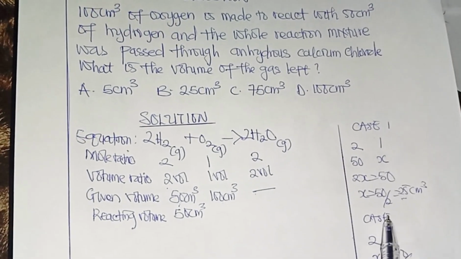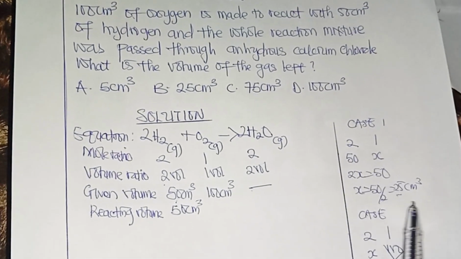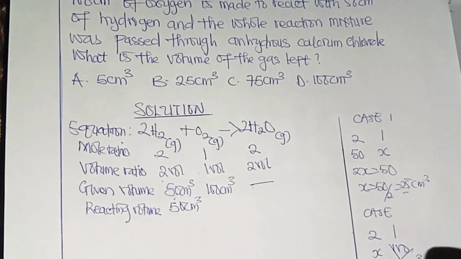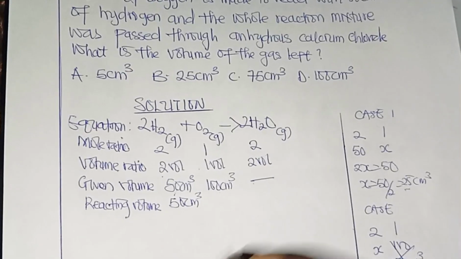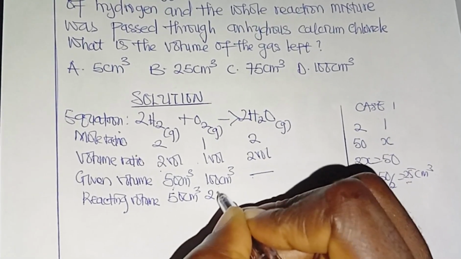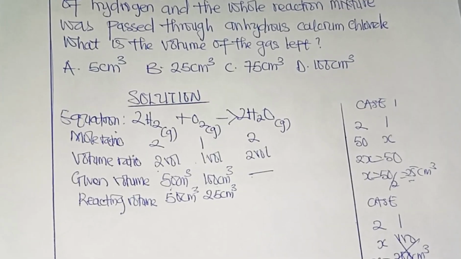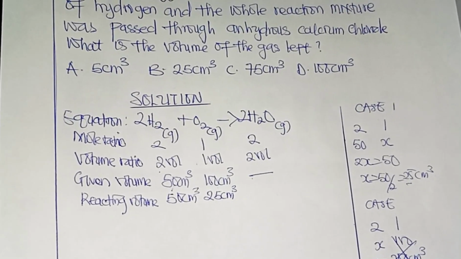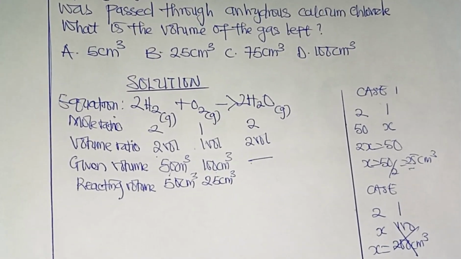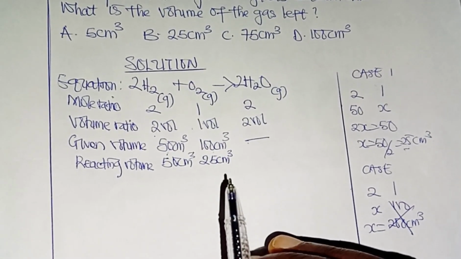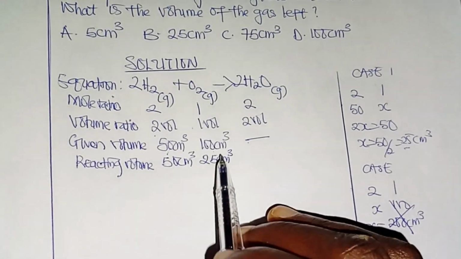Now let's check for oxygen. I have 25 cm³, a value lesser than the given volume. So when you have a value lesser than the given volume, you make use of it. So I have 25 cm³. Now, for the volume of the product, very simple. How do we get it? Note, which of the reactants did we solve for? You know, it's oxygen. We're making use of oxygen, right?